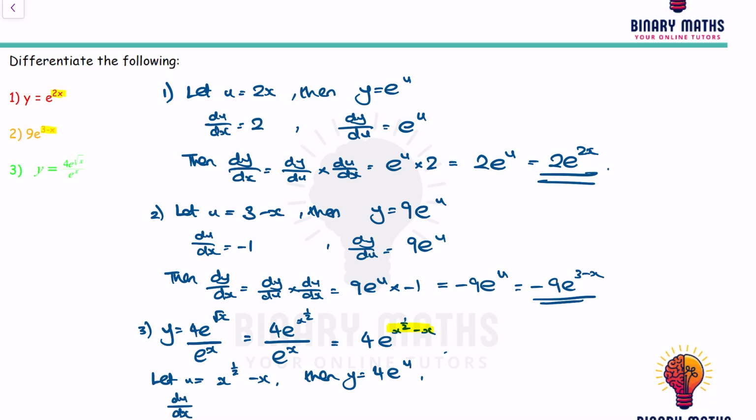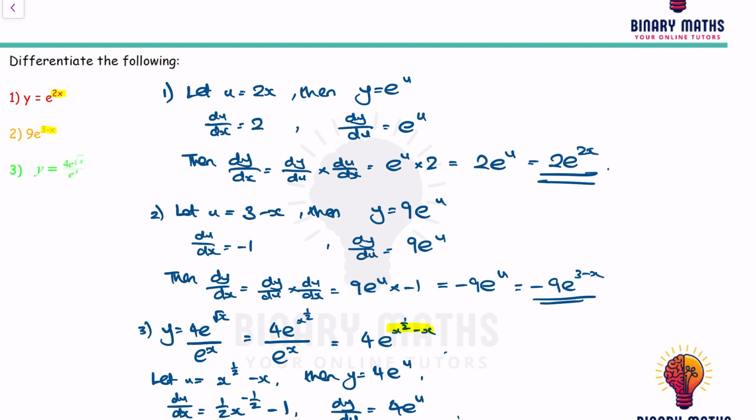du/dx is equal to half x to the minus a half, take away 1. And dy/du will be equal to 4e^u, because e^u differentiates to e^u. Then dy/dx is equal to dy/du times du/dx, which is equal to 4e^u times du/dx.